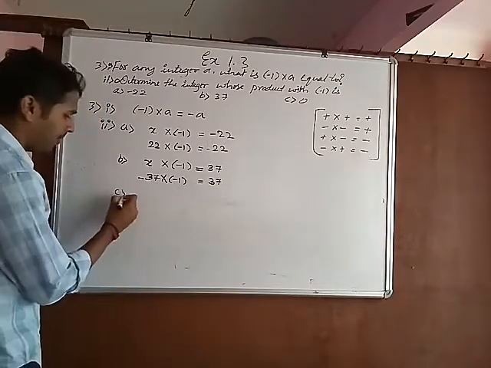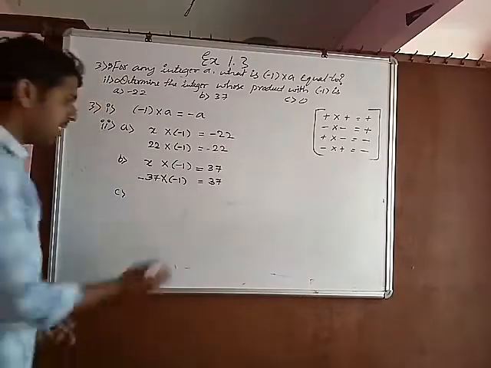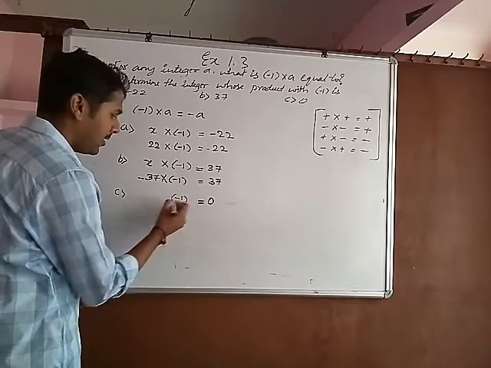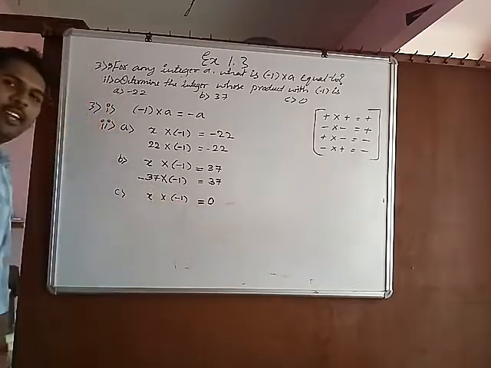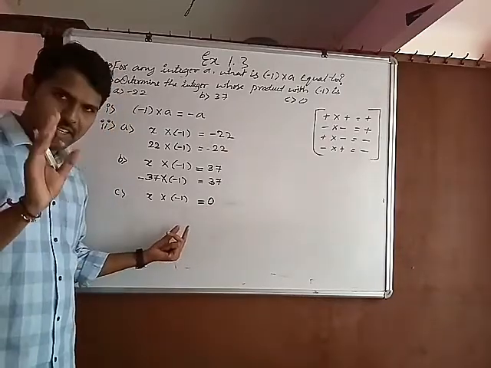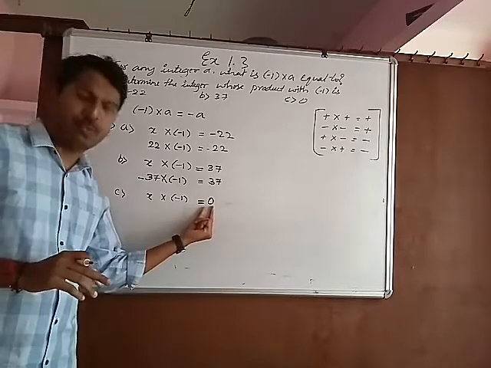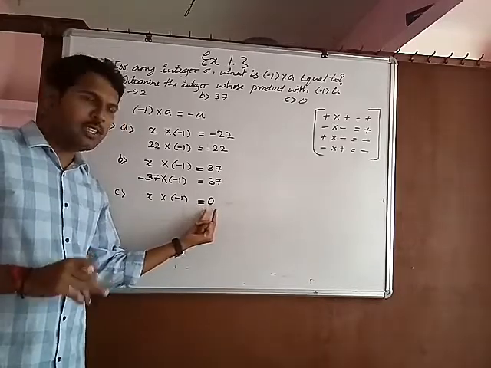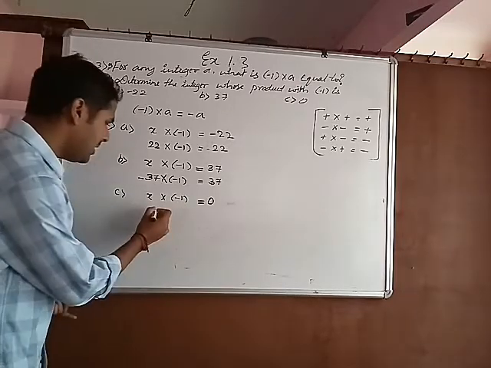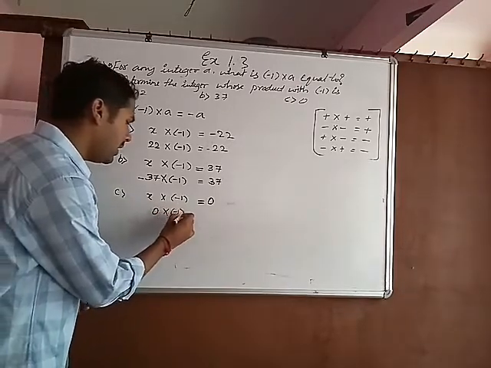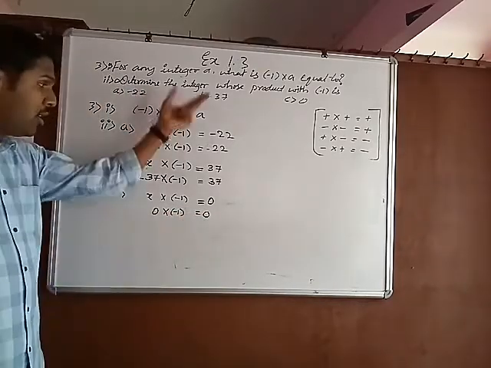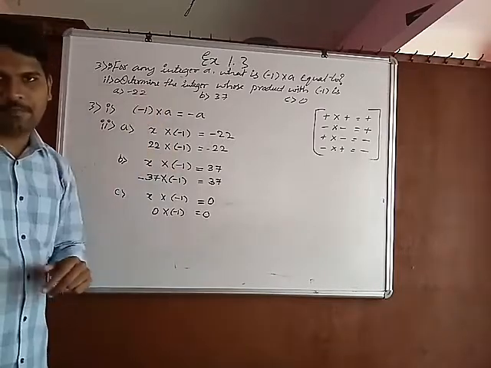Next, the third. What is the answer? The product is 0. This is very easy. Why? Because the x value, tell me directly. Here the product is 0. That means if you multiply 0 to any integer, you get 0 as the answer. So here minus 1 is there. The answer must be 0. That means 0 into minus 1 equals 0. So what is that integer? 0. This is the way of finding the integer.